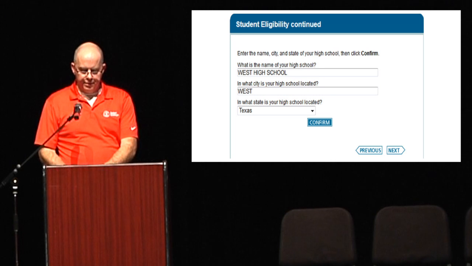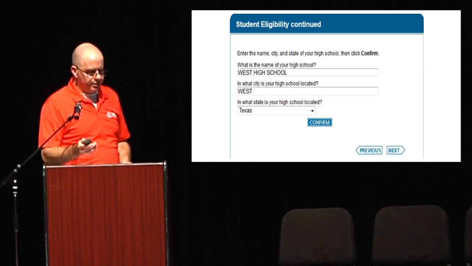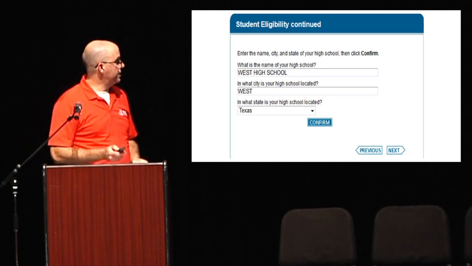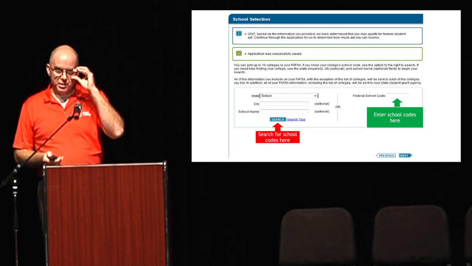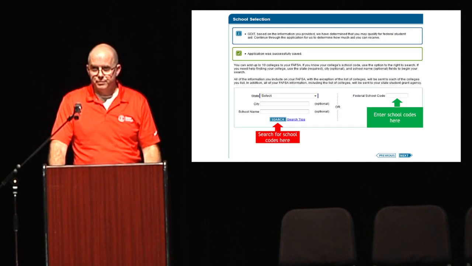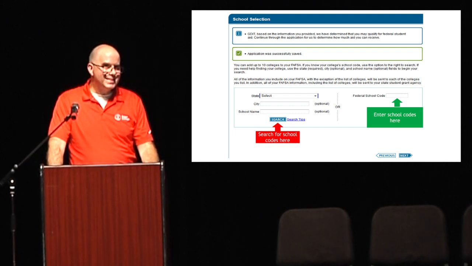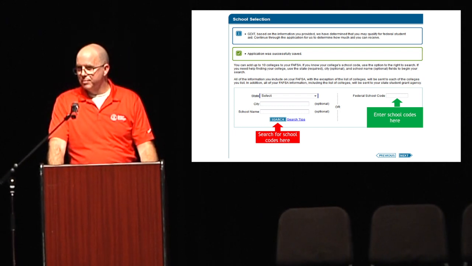Next, you're going to enter the high school and the city and state that the student attended. Click on confirm, then click next. Next is our section where we're going to list our school codes. So how many school codes can we list up to on the FAFSA? 10. We don't need to list 10, but we need to list at least how many?